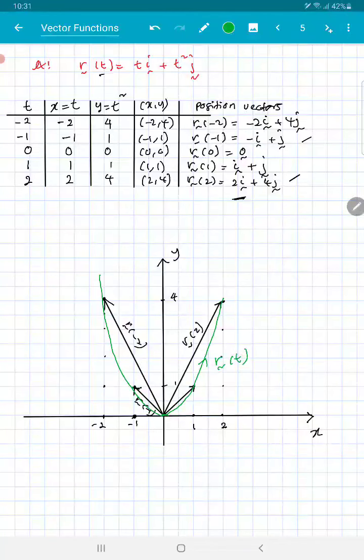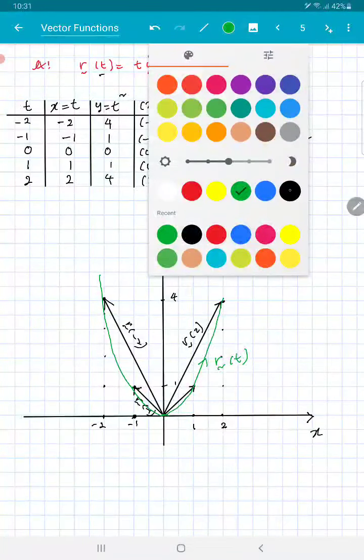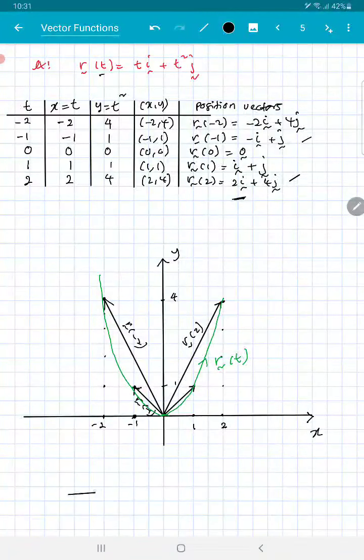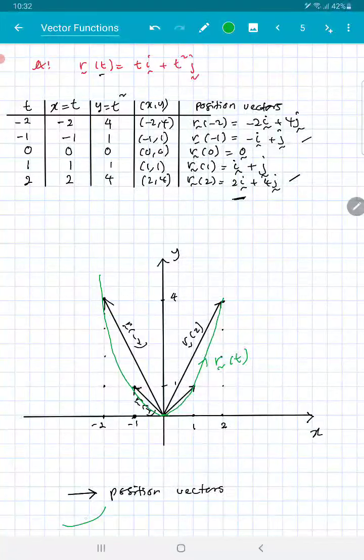A vector valued function r. All the black vectors are position vectors. Let me put that here. So these are all position vectors. And the green curve is the vector function r.